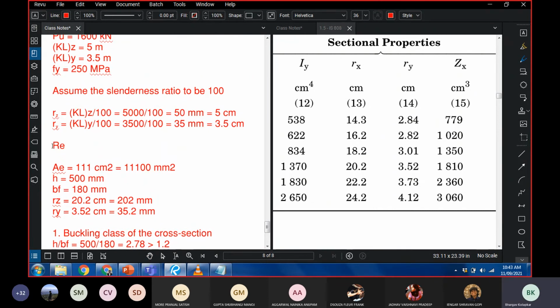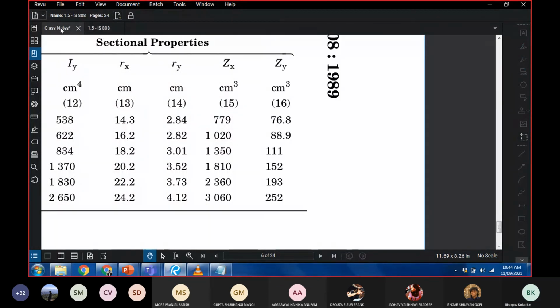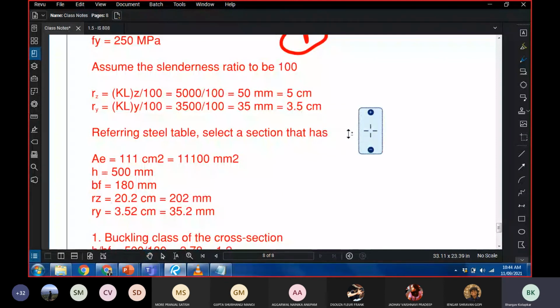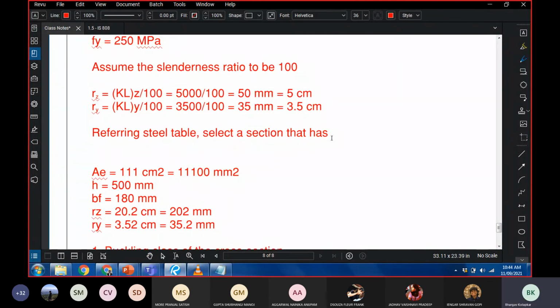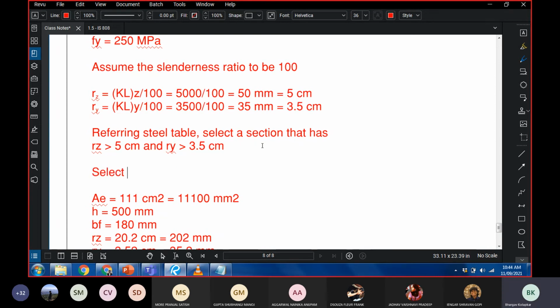So just for your reference, I'll write it here. Referring steel table, select a section that has Rz greater than 5 centimeters and Ry greater than 3.5 centimeters. So as we saw, select ISMB 500.